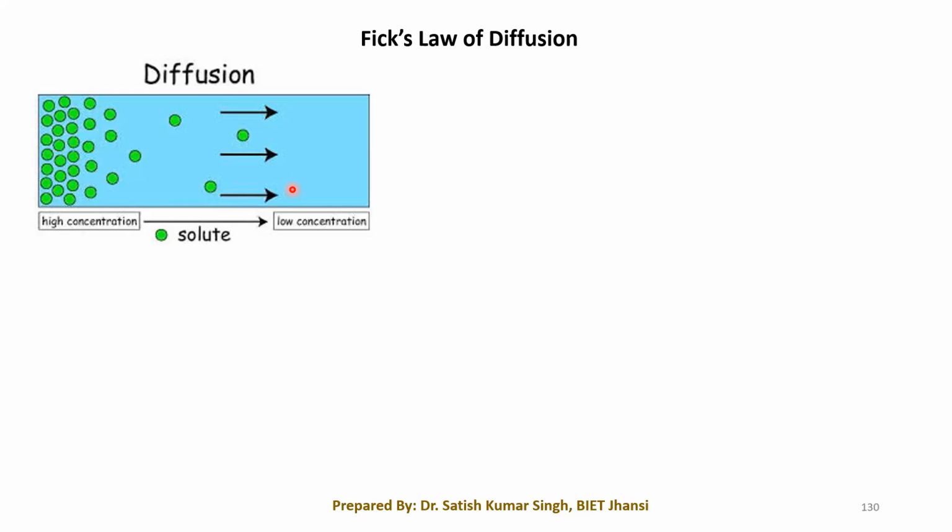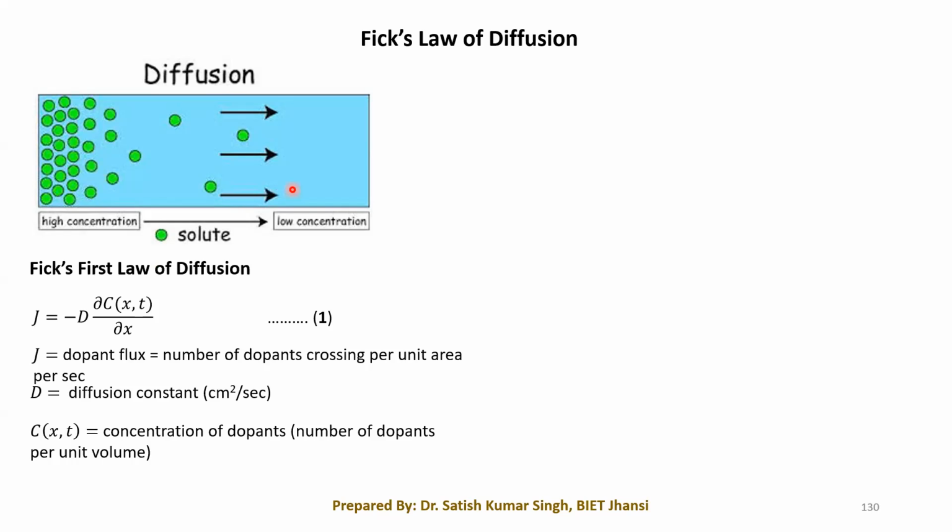The diffusion phenomenon depends on the concentration gradient. There was a scientist named Fick, who gave certain laws that govern the diffusion process. So Fick's first law says that diffusion is a process which depends on the concentration gradient of our material.